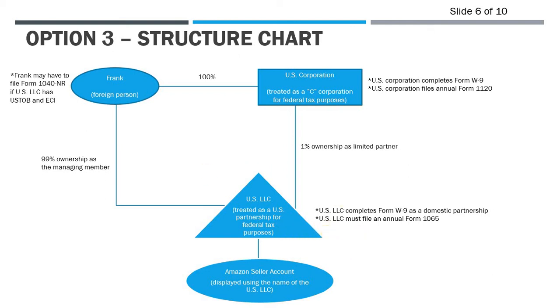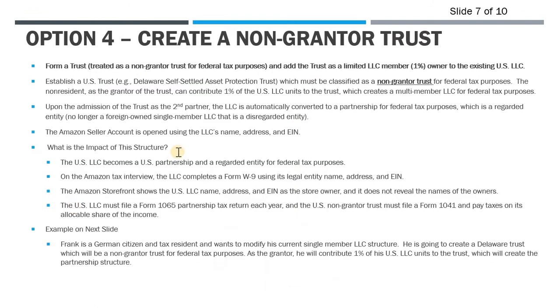Now let's look at option 4. Option 4 is very similar to the previous one, only instead of creating a U.S. corporation, we're going to create a trust. So what if Frank, a German citizen, wants to create a trust and add the trust as the 1% owner to the LLC? In this example, he's going to create a U.S. trust. It's going to be a Delaware self-settled asset protection trust, which is going to be a non-grantor trust for federal tax purposes. The key point here is it has to be a non-grantor trust.